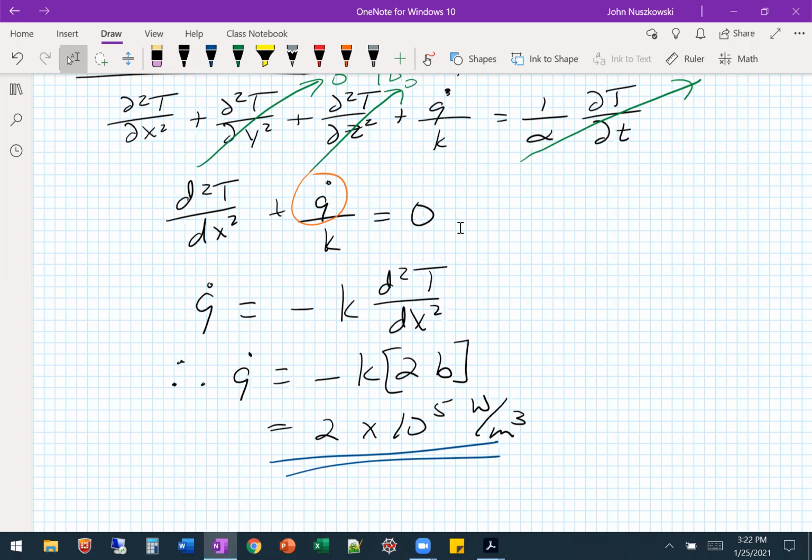Any other questions? All right, so we're going to do one more example problem from chapter 2. We'll do 2.38.